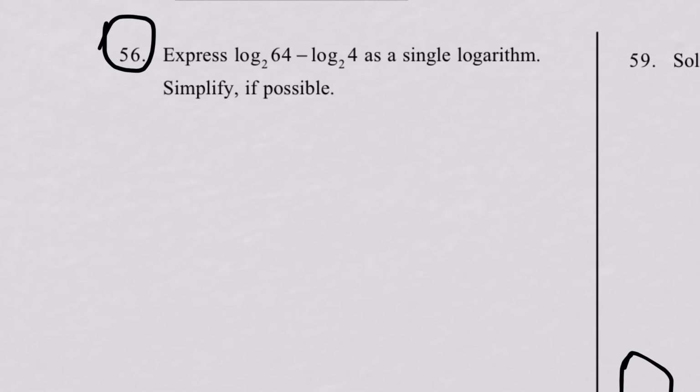So the next one is 56. Same idea. Two logarithms with the same base. In this case, I'm subtracting them, so I'm using the quotient property. It says log base 2 of 64 minus log base 2 of 4. I'm supposed to divide these two numbers, so it's going to be 64 divided by 4. And actually, 4 goes into 64 perfectly. So it's log base 2 of, what is 64 divided by 4? 16.